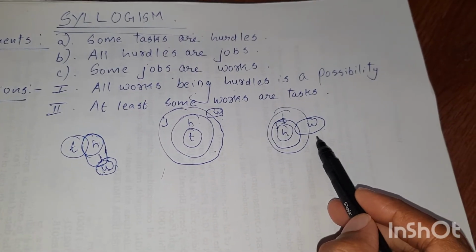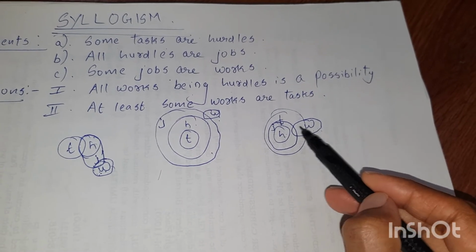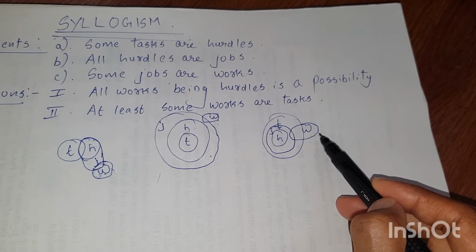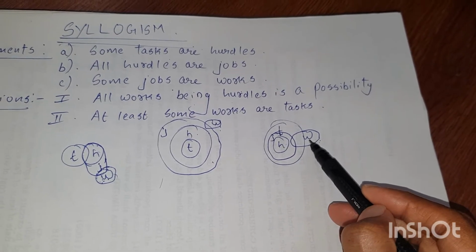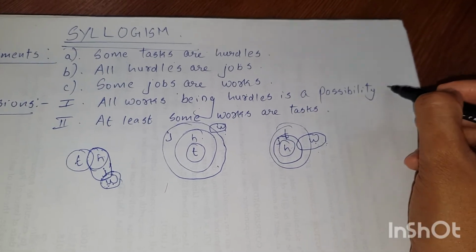And in the third case, is it true that all works being hurdles is a possibility? No. In the third case, there is no relation between hurdles and works. So all works being hurdles is not at all a possibility. So this is not true.